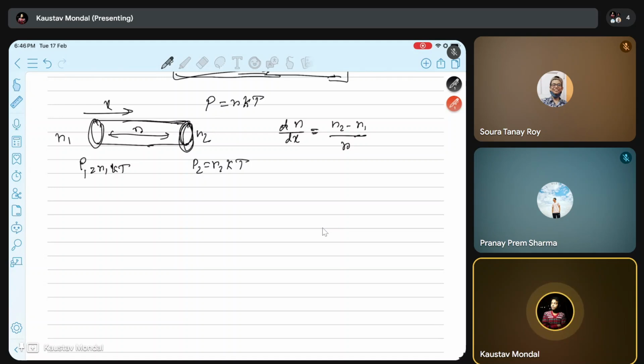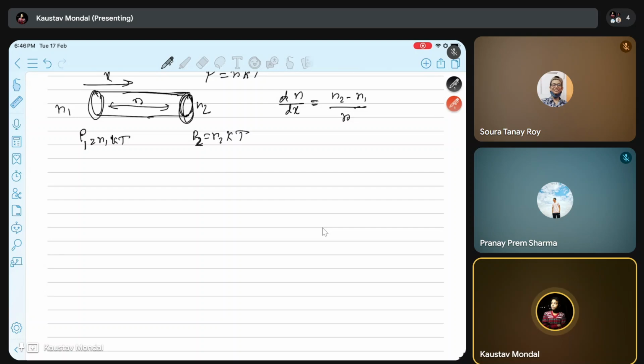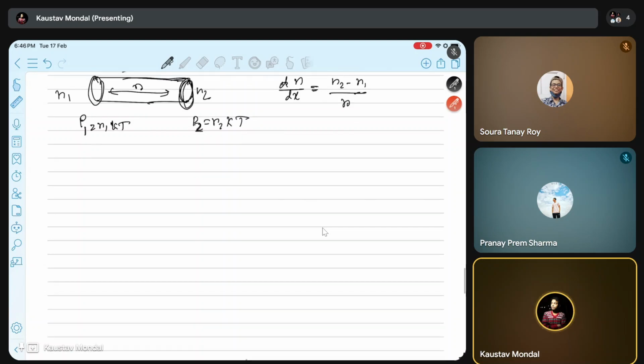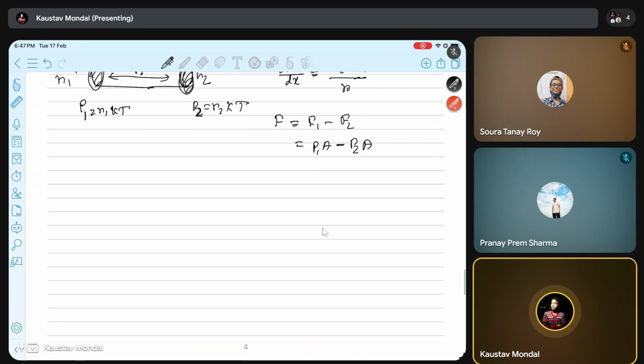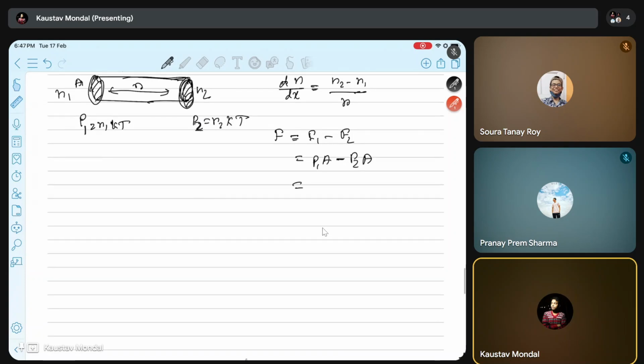Now the force. Because the pressures are not equal, definitely N1 and N2 are not equal. So because of this pressure difference, there would be a net force acting on the Brownian particle. That force is given by F1 minus F2, where F1 is P1 into A. We know force is nothing but pressure into area, and F2 is P2 A. Let's suppose A is the area of this small tube. If you calculate from here, kBT into (N1 minus N2) times A, this is the force difference.